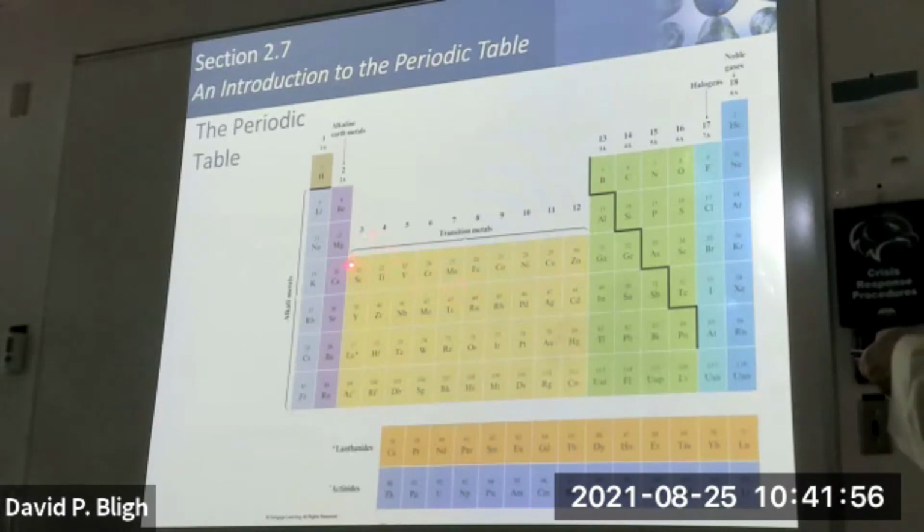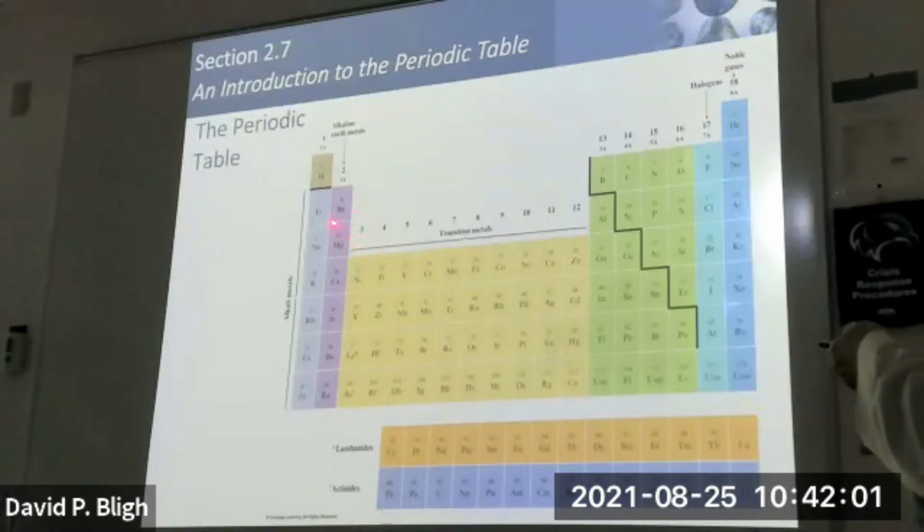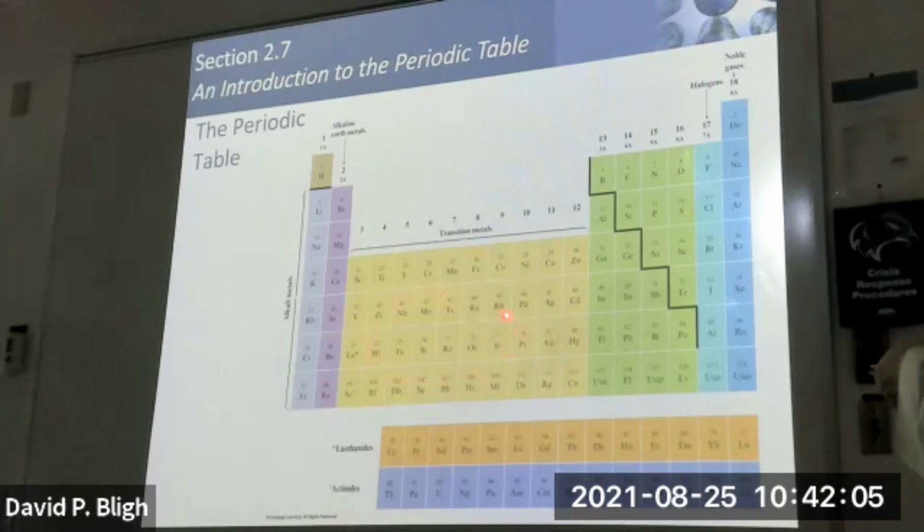And then these in here that make the transition between this side and that side are transition elements. Okay? And then these have names also. These are the lanthanides, simply because the first one in the group is lanthanum. And these are actinides because the first one in that group is actinium.